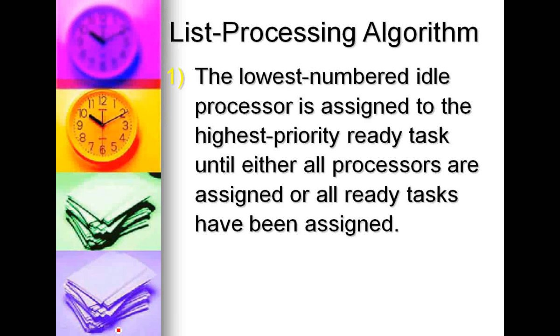So the list processing algorithm, I'm going to go through this quickly because we'll have examples where we'll refer back to what this says. The lowest number idle processor is assigned to the highest priority ready task until either all the processors are assigned or all the ready tasks have been assigned. So, lowest number idle processor, highest priority ready task.